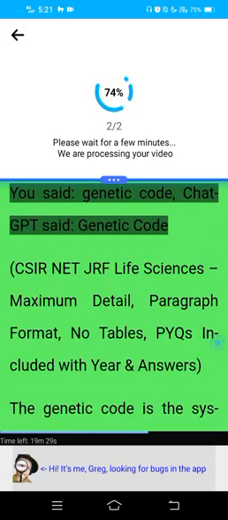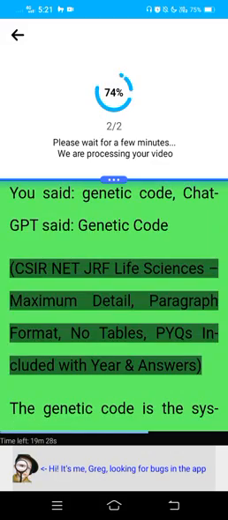You said: genetic code. ChatGPT said: genetic code. CSIR NET JRF Life Sciences, maximum detail, paragraph format, no tables, PYQs included with year and answers.